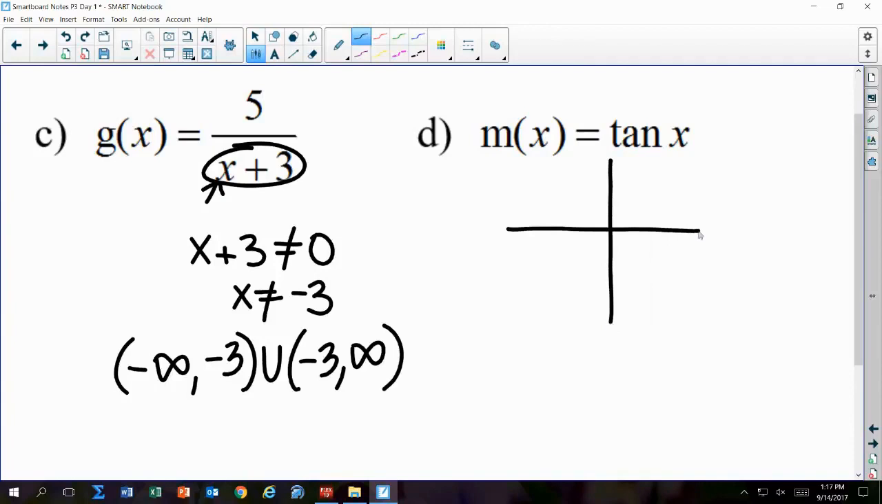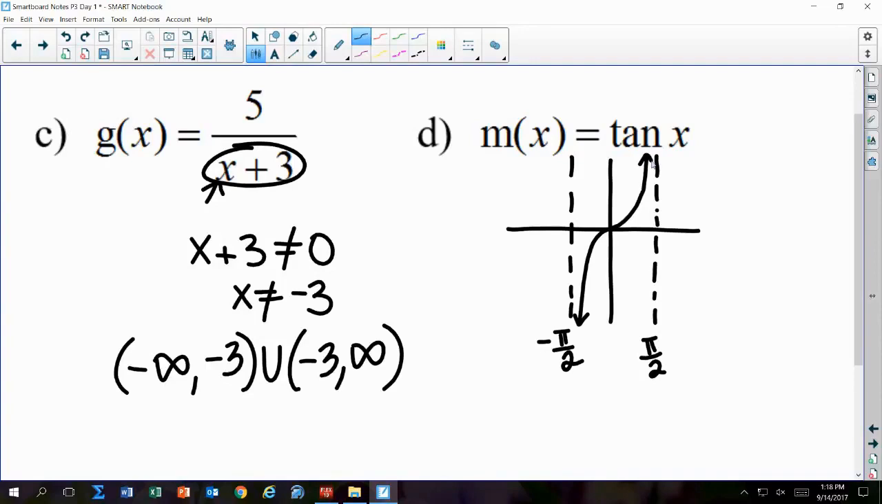So if I'm going to graph the tangent function, I know I have an asymptote here at negative pi over 2, and an asymptote here at positive pi over 2. And I've got to graph this shape in between there, right? What's the period of one cycle of the tangent function? Pi, right? To get from negative pi over 2 to pi over 2, that's pi units.